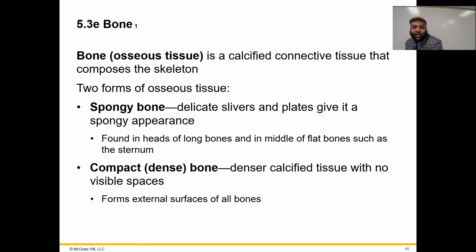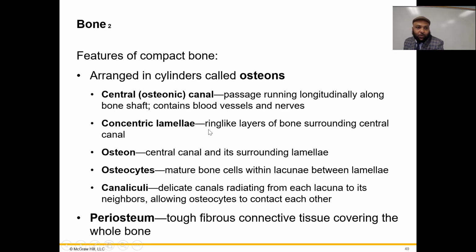appearance. It is found in the heads of the long bones and in the middle of flat bones, such as the sternum. Compact bone is a denser calcified tissue with no visible spaces. It forms the external surfaces of all the bones.